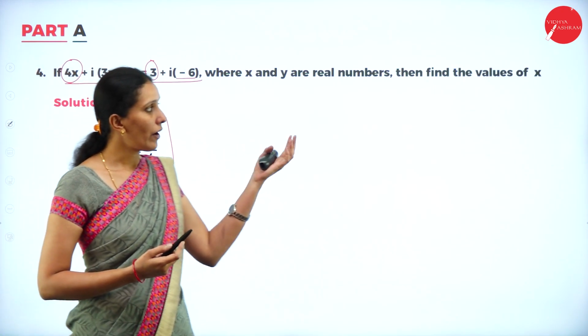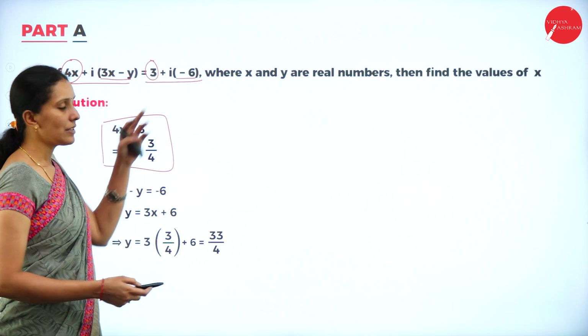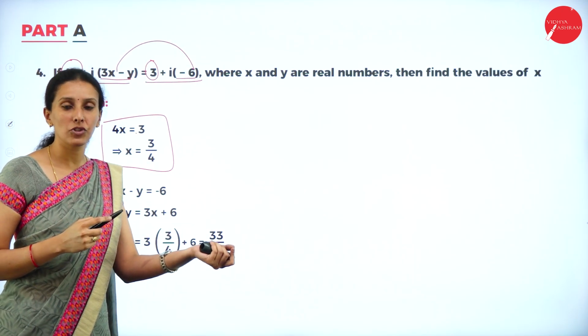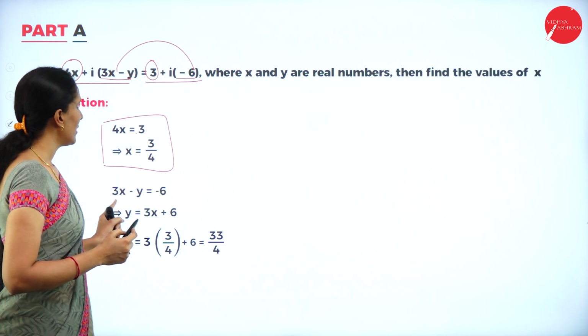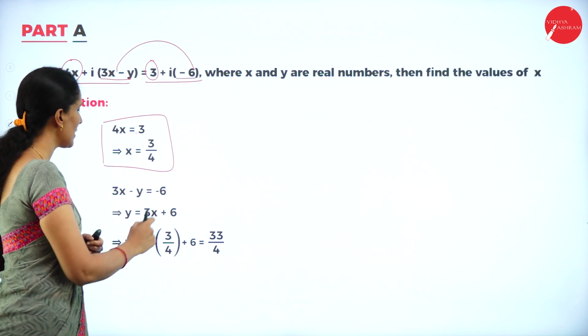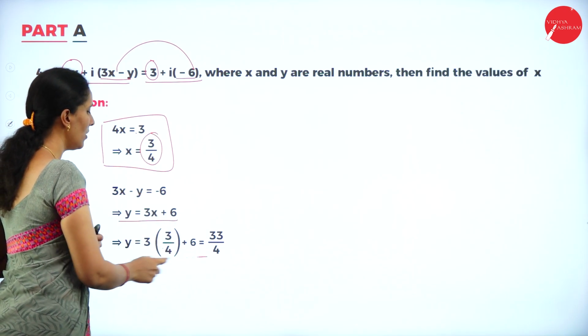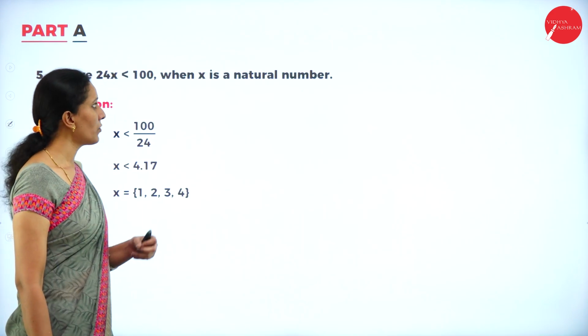Sometimes they may ask you to find the value of y also. Therefore, when y is asked, just equate these two, because imaginary part is equal to imaginary part when two complex numbers are equal. Hence, we have written here 3x minus y is equal to minus 6. When you equate it and find out the value of x here, you will get the value of y as 33 by 4.